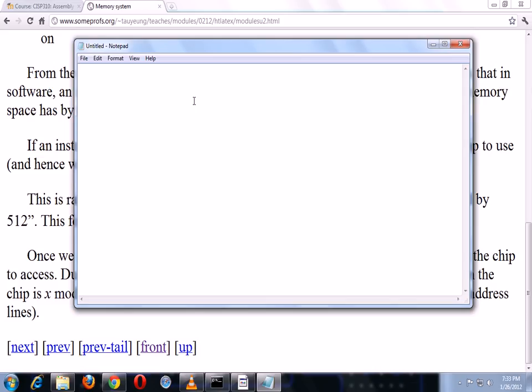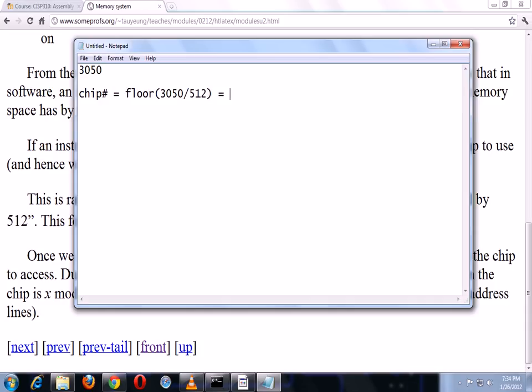All right, let's go ahead and try to figure out what we have to do if we want to access location 3050. This is the location that I want to access. Which chip contains this location? That's the first question. The chip number is given by this expression, the floor of 3050 divided by 512.